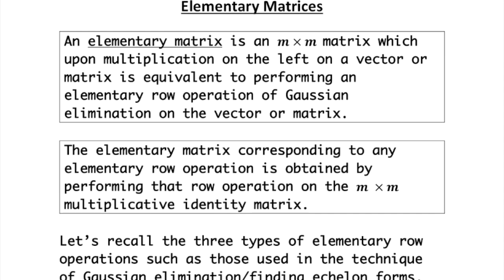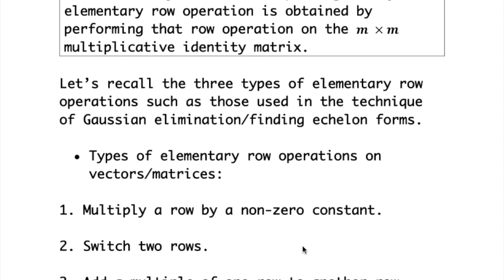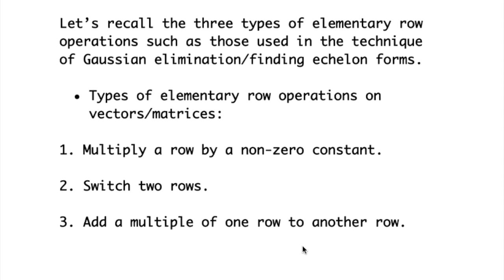The elementary matrix corresponding to any elementary row operation is obtained by performing that row operation on the m by m multiplicative identity matrix. Let's go ahead and recall that there are three types of elementary row operations, such as those used in Gaussian elimination. The three types are: 1. Multiply a row by a non-zero constant. 2. Switch two rows. Or 3. Add a multiple of one row to another row.